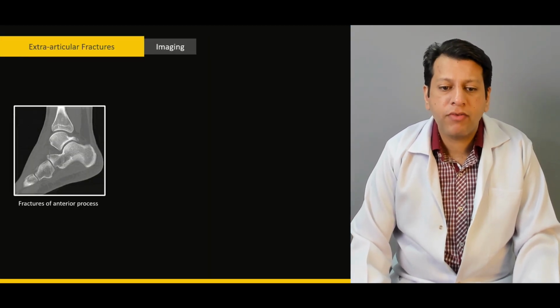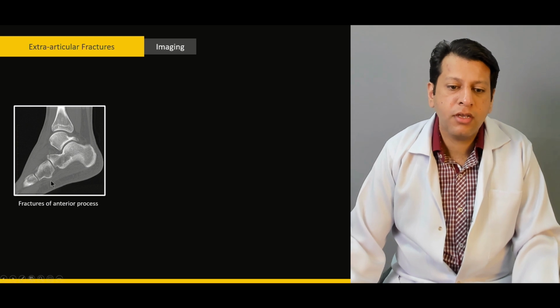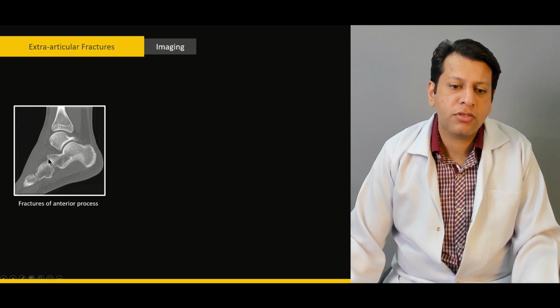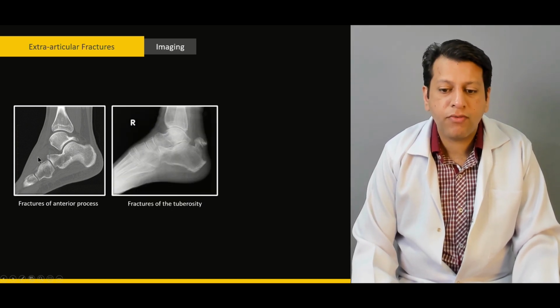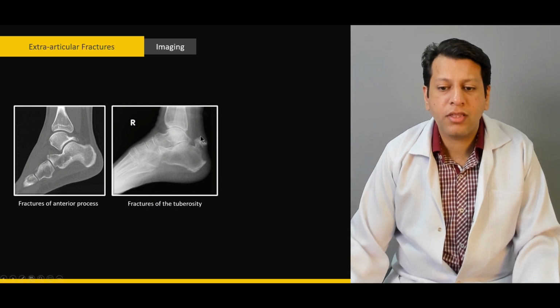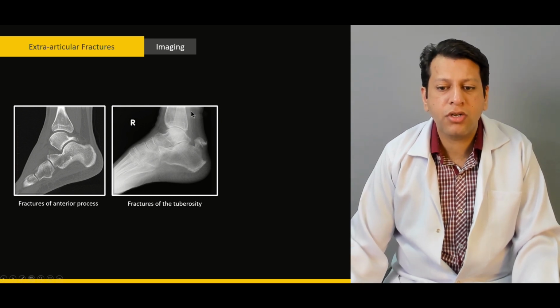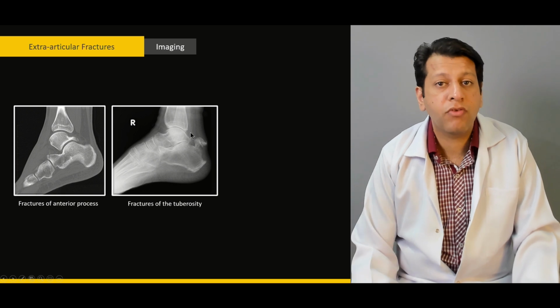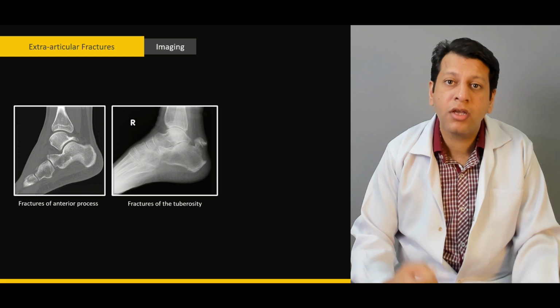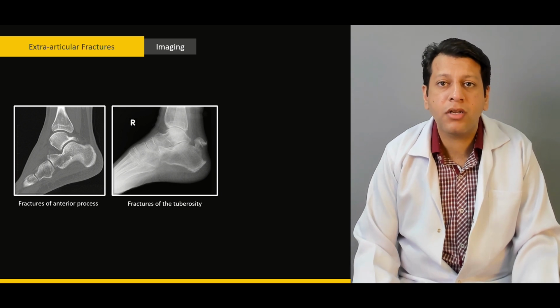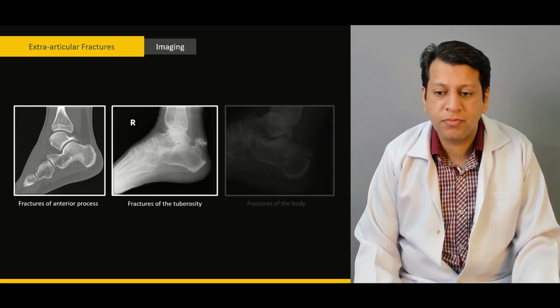Coming to the extra-articular fracture, if you see, this is a CT. It looks most like a fracture of the anterior process. There may be an avulsion fracture type. It looks like that, and a fracture of the tuberosity. Now, when this kind of injury occurs, you need to make sure to assess the integrity of the Achilles tendon. Is it just due to excessive avulsion, or may there be an associated sprain and rupture of the Achilles tendon as well?